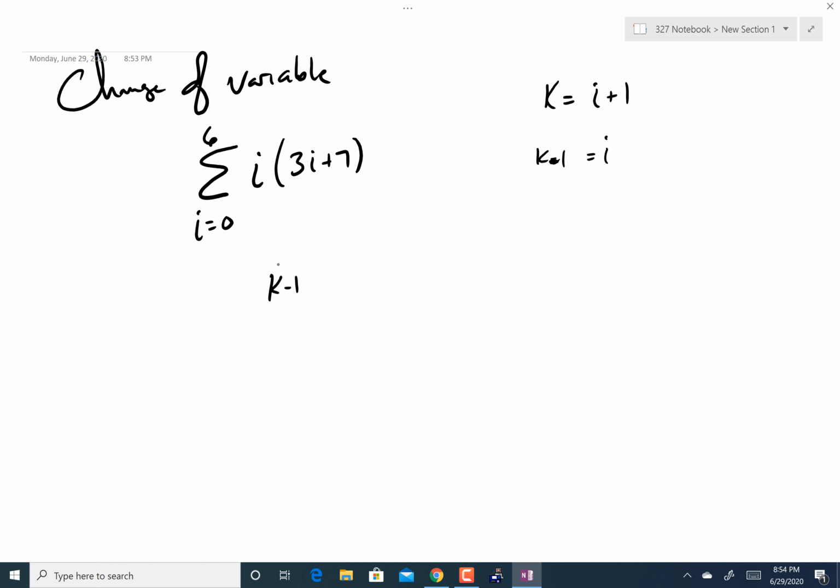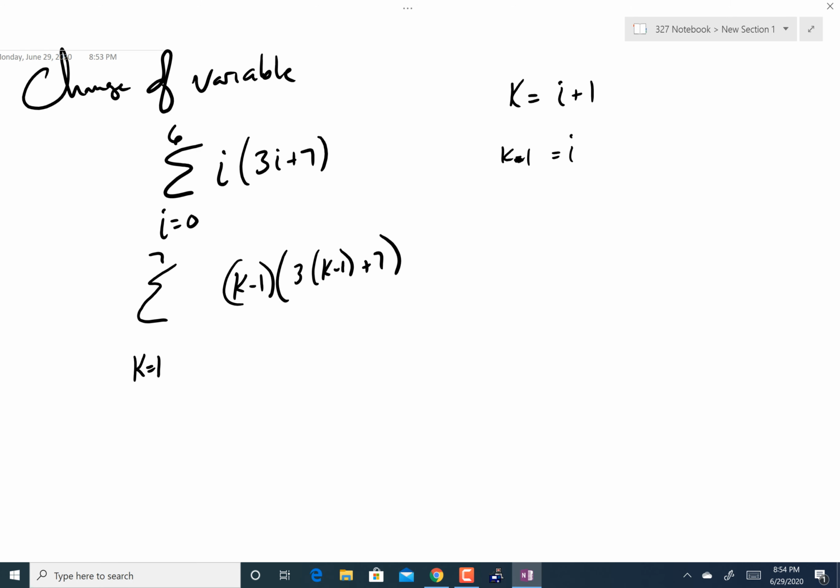It's going to be k minus 1 times 3 times k minus 1 plus 7. And then, of course, what is i plus 1 is whatever my k is, right? So i plus 1 will give me what? 1. So k is going to go from 1 to 7. Let's see if that's true. So let's just do this guy and see what happens here, shall we? So if I do this, k equals i plus 1.